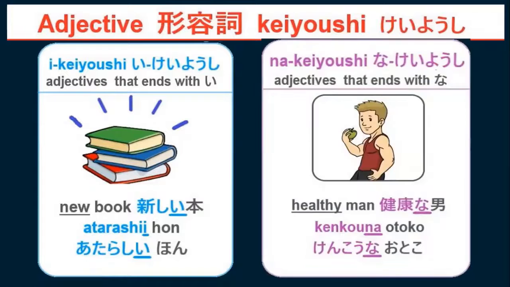な形容詞, na-keiyoushi. Because all the adjectives end with na. For example, healthy man. Healthy man in Japanese is 健康な男, kenko na otoko. So this is how there are two types of adjectives, i-keiyoushi and na-keiyoushi.